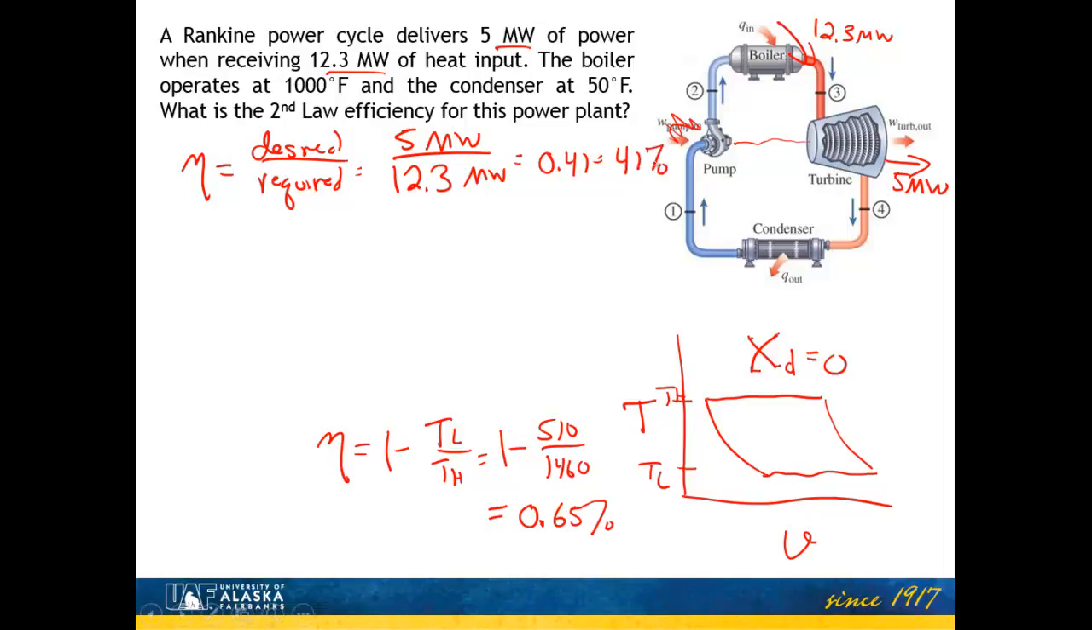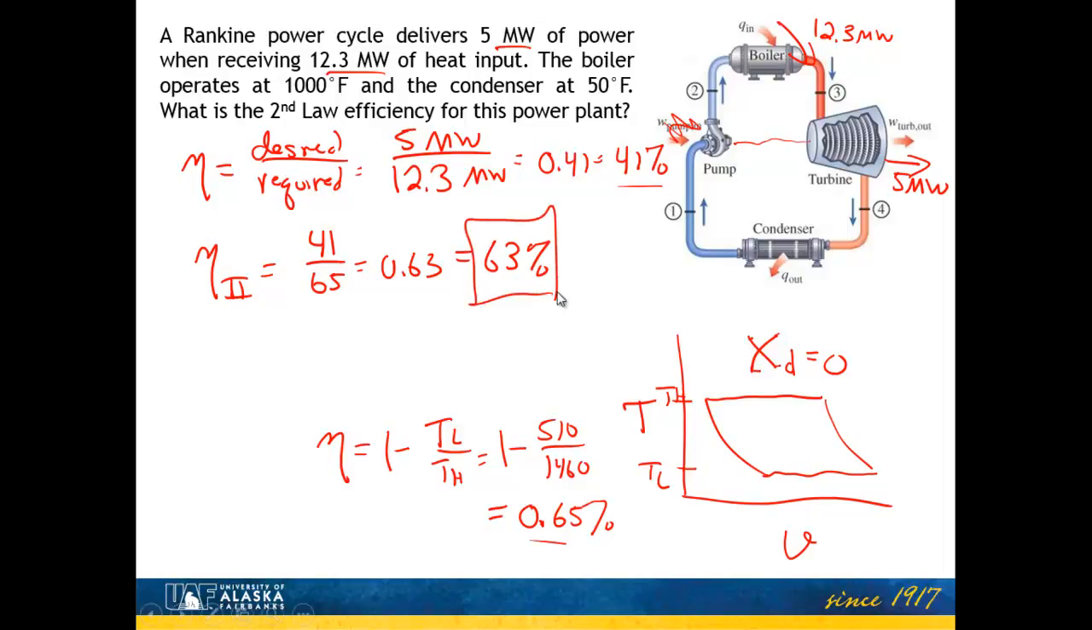And now if I want to know the second law efficiency, I'm just going to take the ratio of those two numbers. Because I'm generating 41%. I could have done 65%. So if I do 41 over 65, that's going to give me 0.63 or 63%. So therefore, my second law efficiency of this cycle is 63%. The best it could do is operate at a total thermal efficiency of 65%. It's only getting 63% of 65%, which is this 41% right down here. So, all right, that concludes that problem.